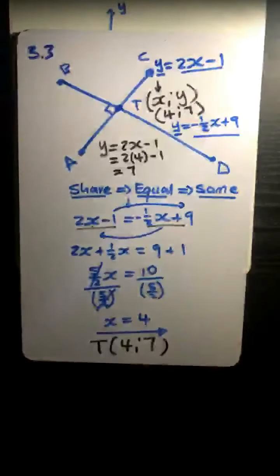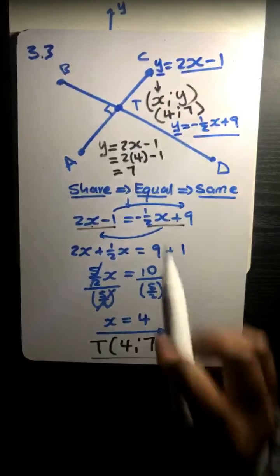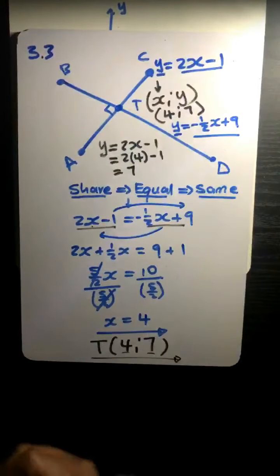I'm just not sure if you're able to see the end there. But this is what I was writing to say. The coordinates of T are actually 4 and 7.